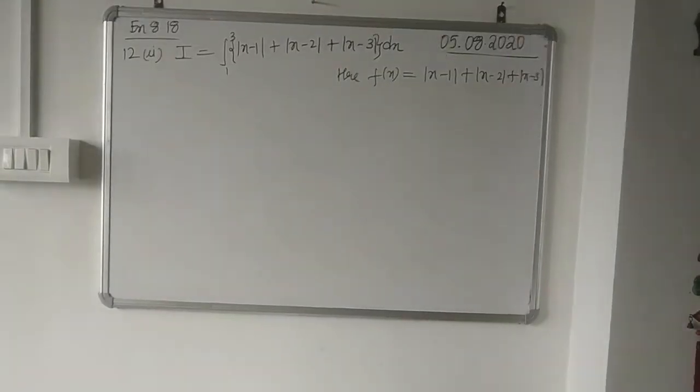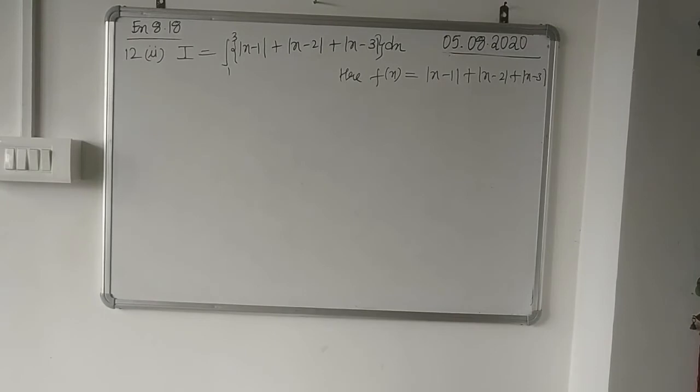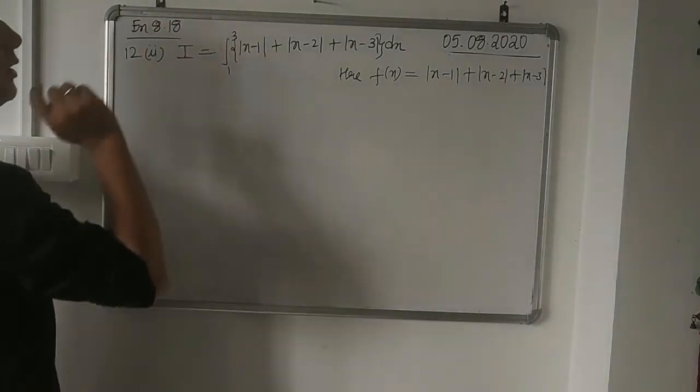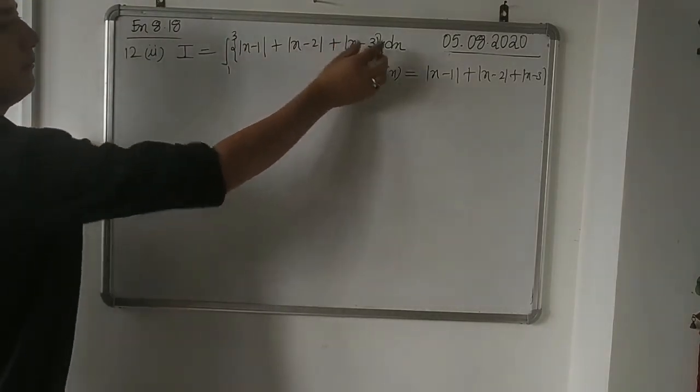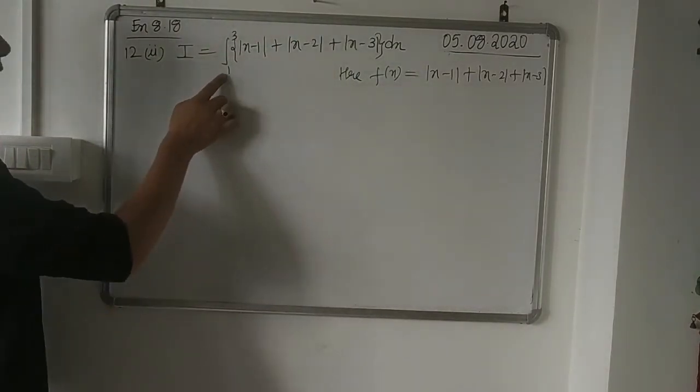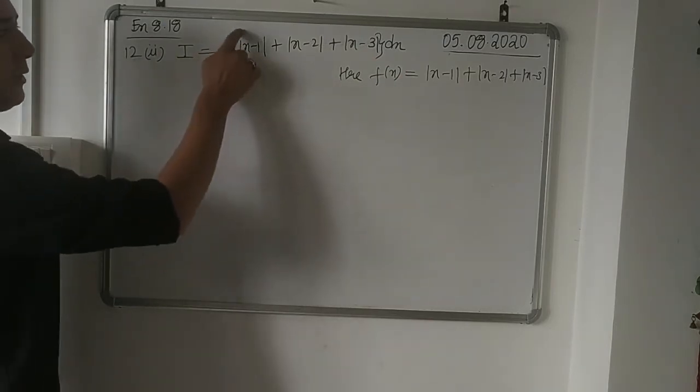Alright, in the same way, question number 12 part 2 is there. Integration 1 to 3, and the function is mod of (x minus 1) plus mod of (x minus 2) plus mod of (x minus 3). Okay, now the range given to us is 1 to 3, right? So choose any number in between 1 to 3 where any of this will be 0. See, I cannot choose x equals 1 and I cannot choose x equals 3.